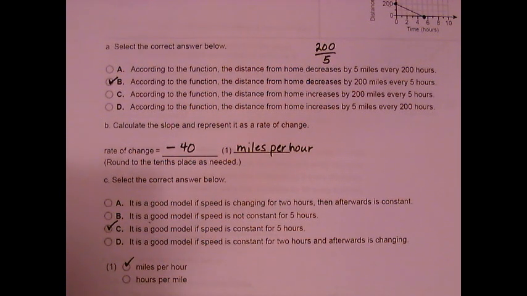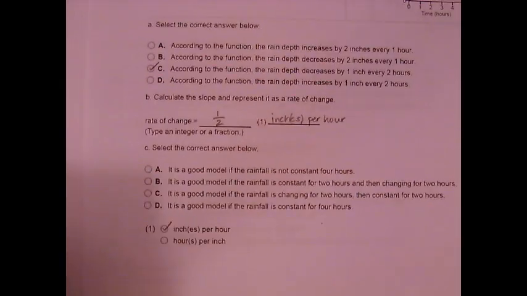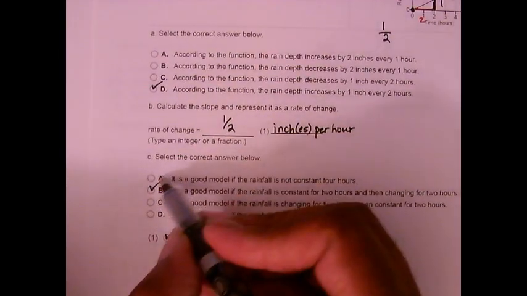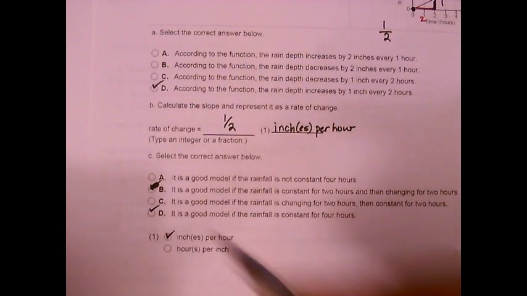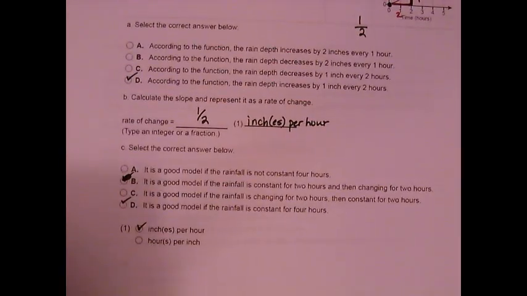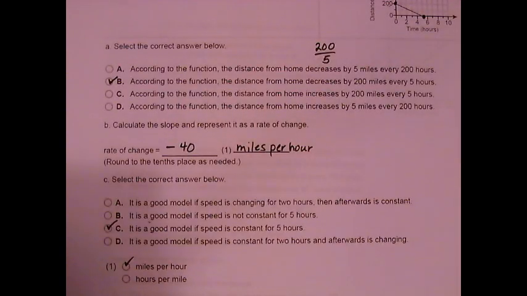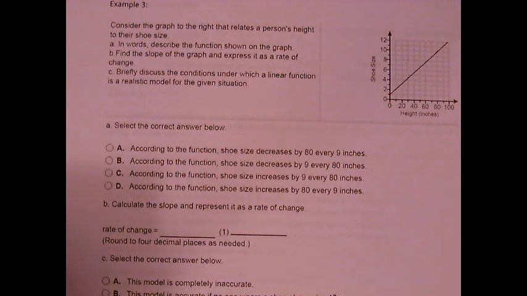And I might need to go back to example 1. Instead of this one, it will have to be that is a good model if the rainfall is constant for 4 hours. So it's going to be similar to this one right here that I did in example 2. If it's a good model, if the speed is constant for 5 hours, then it will be a good model for this. Okay, next example.